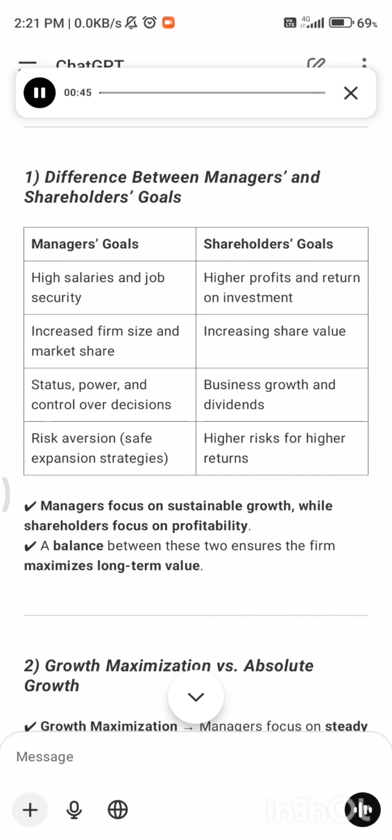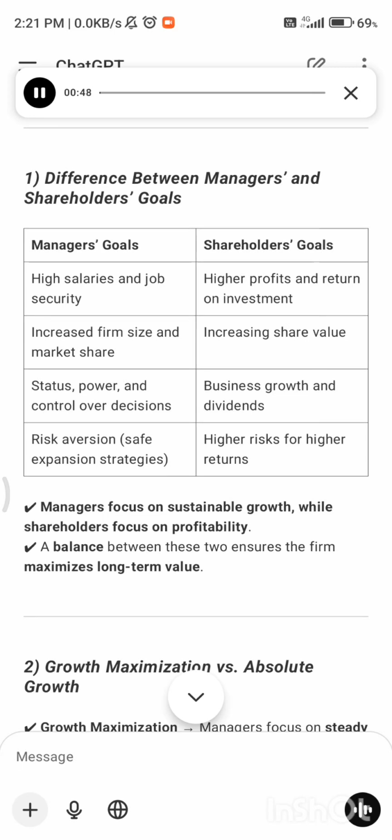1. Difference between managers' and shareholders' goals. Managers' goals: high salaries and job security, increased firm size and market share, status, power, and control over decisions, risk aversion and safe expansion strategies. Shareholders' goals: higher profits and return on investment, increasing share value, business growth and dividends, higher risks for higher returns. Managers focus on sustainable growth, while shareholders focus on profitability. A balance between these two ensures the firm maximizes long-term value.